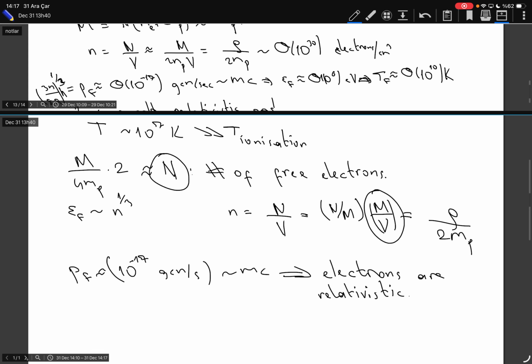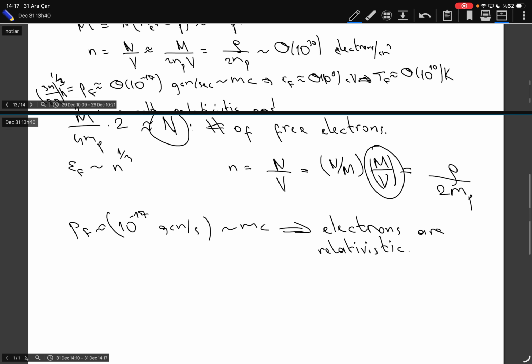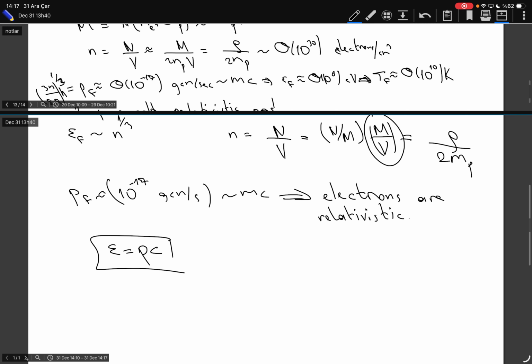You see, the average energy is determined by the Fermi energy. Although some of them will have a very low energy, the dominant ones, most of them, will have a momentum of the order of the Fermi momentum, and Fermi momentum is almost equal to the rest mass times c of the electron. So this is only possible if the electrons are moving very fast. Why is this important? Because this tells us that the energy-momentum relation for these electrons inside the white dwarf is a linear relationship.